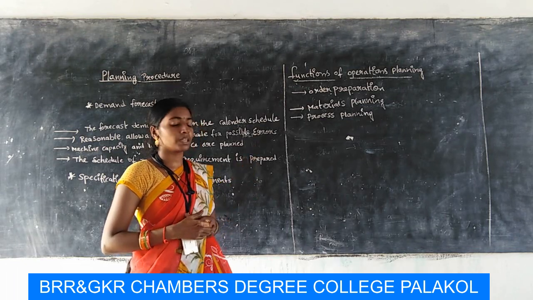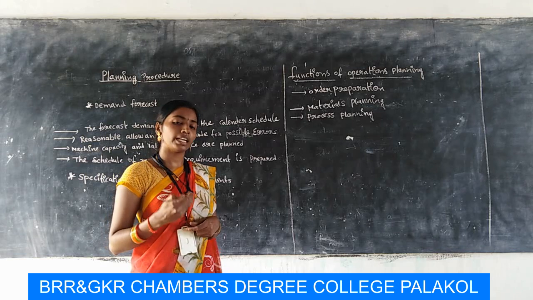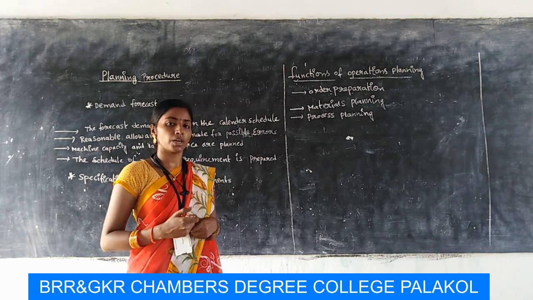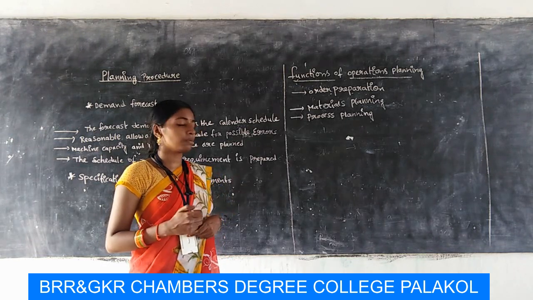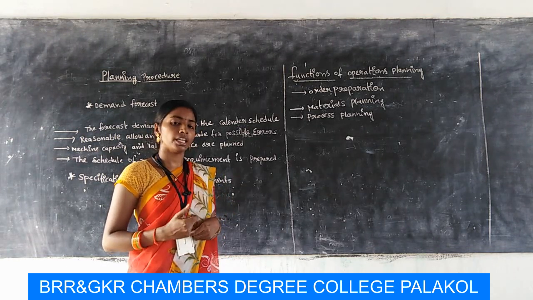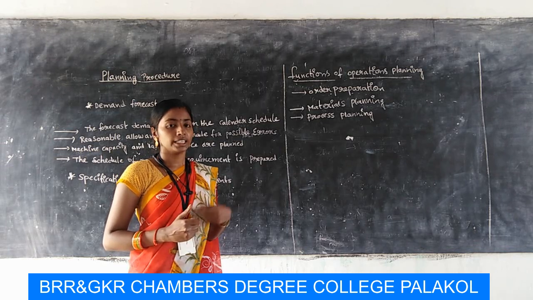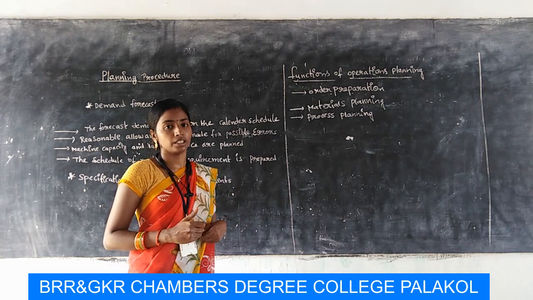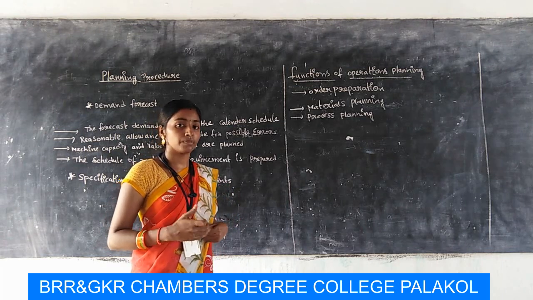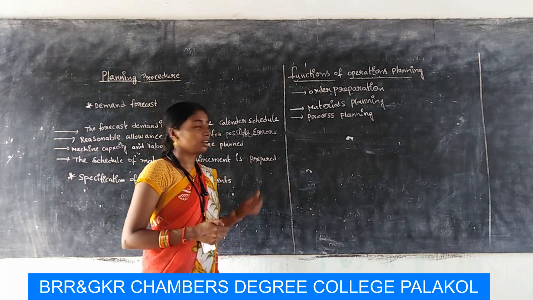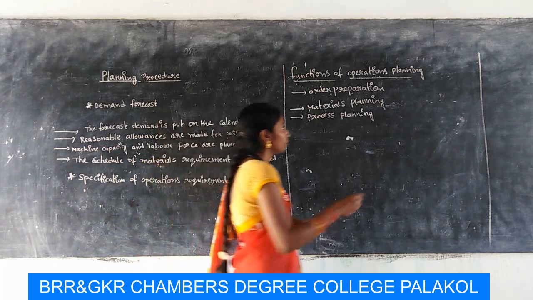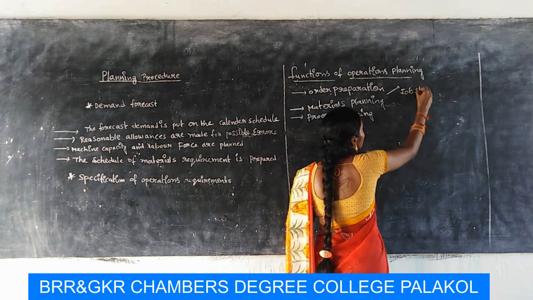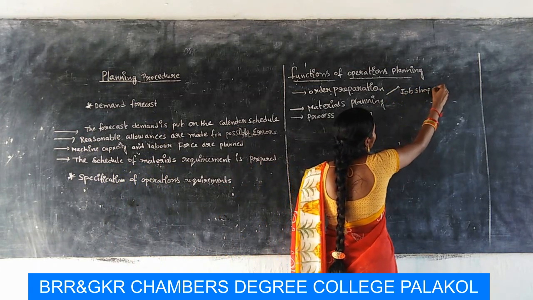The order preparation varies for different kinds of production processes. If you are following the job shop production process, the order preparation is different. If you are following mass and batch production, then it requires a different type of order preparation. If it is a continuous production system, it may also vary in the order preparation. So, the first one is job shop production.